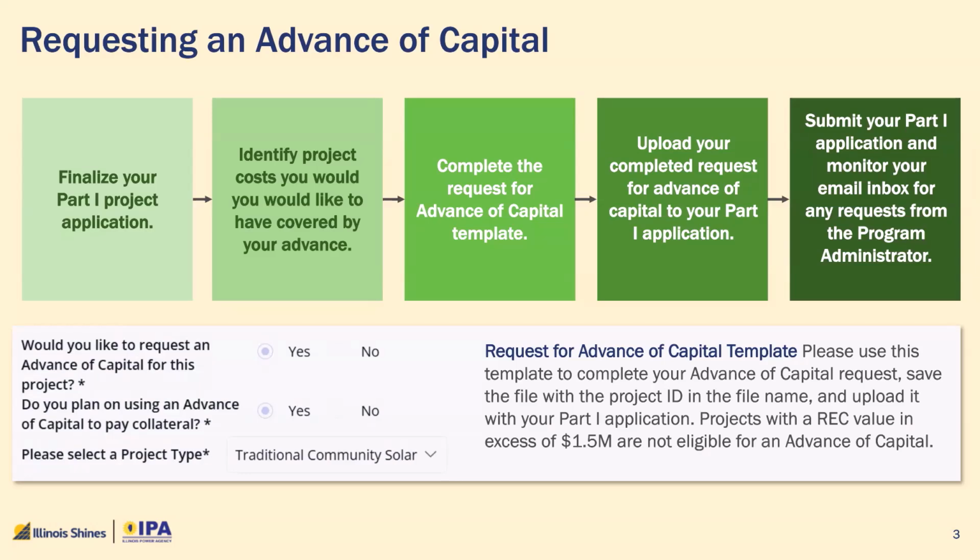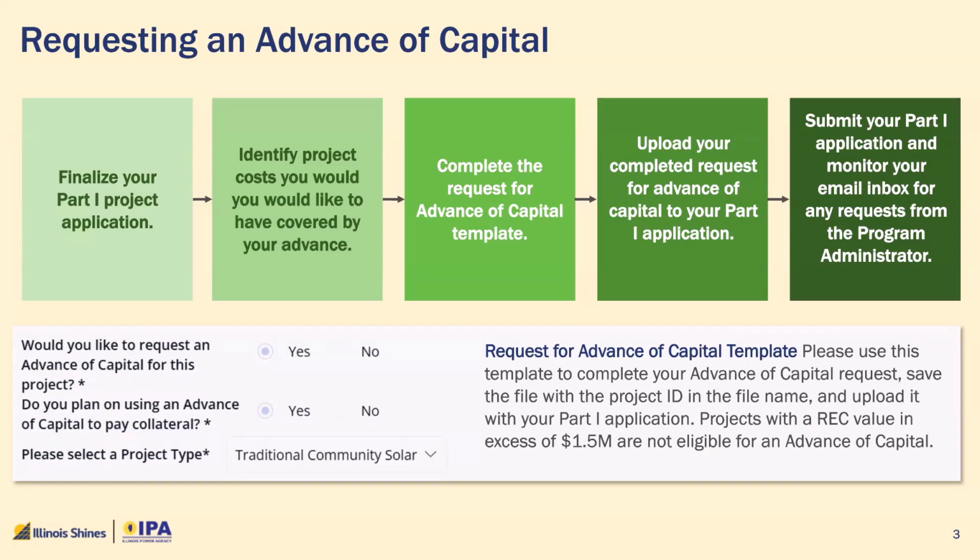Secondly, you will need to identify the costs that you would like to have covered by your advance. Your advance can be used to cover any costs related to project development. These can include administrative costs, labor costs, material costs, interconnection costs, or permitting. Notably, the advance can also be used to cover the required project collateral constituting 5% of the value of a system's REC contract, which is due to the counterparty utility within 30 days of the project's approval by the Illinois Commerce Commission.